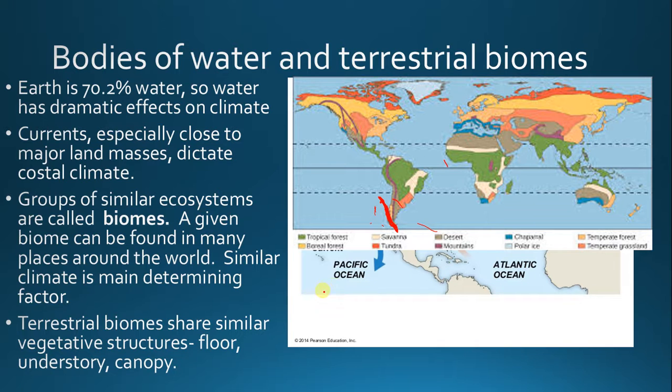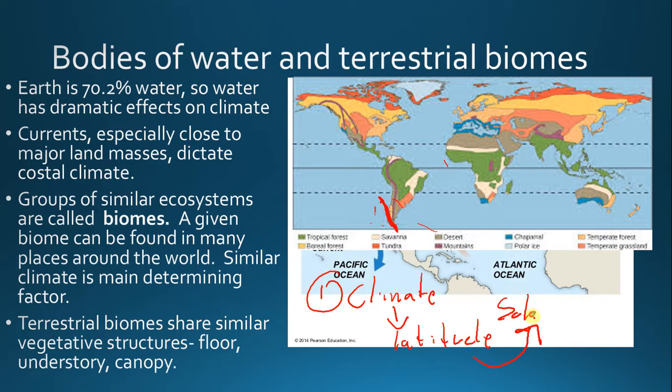Two big things you need to remember. Biome is very, very directly related to climate, which is in turn directly related to latitude, which is ultimately directly related to solar energy that's available and heat. And you can see that with this picture right there.